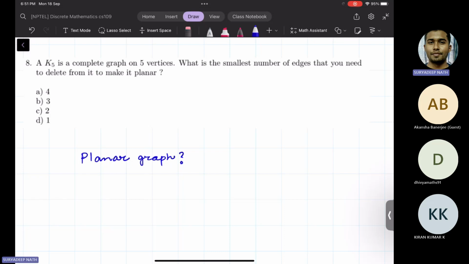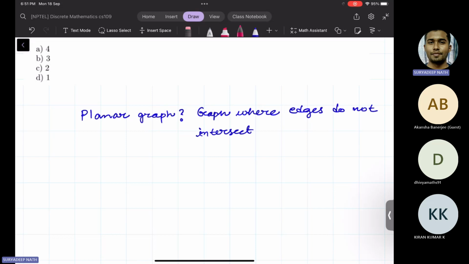So a planar graph is a graph where edges do not intersect. So this graph, if I draw, this is not planar because here the edges are intersecting.